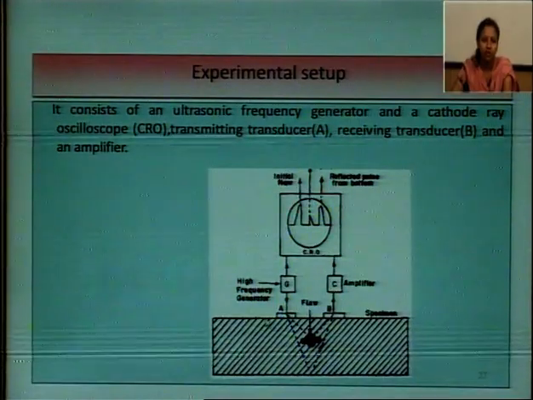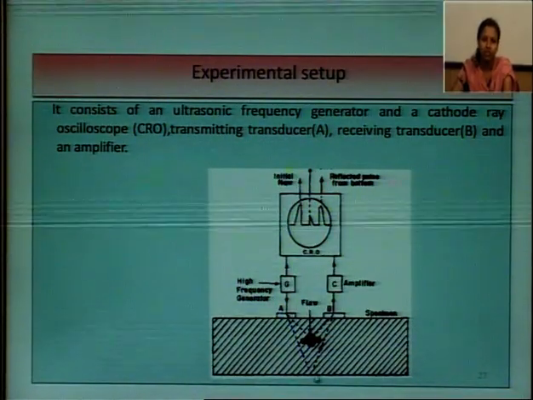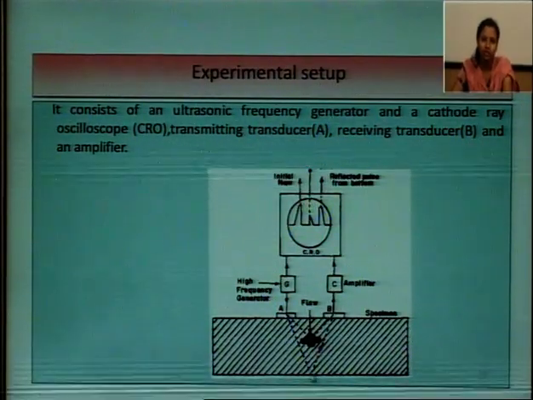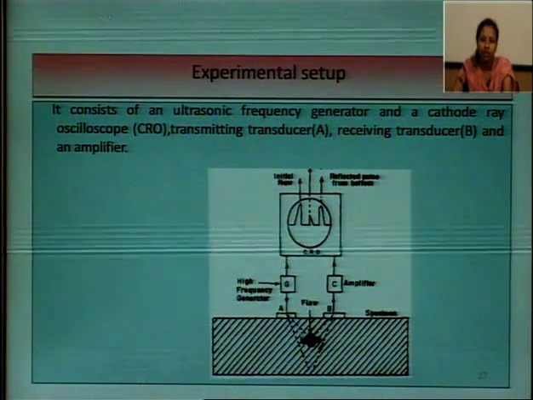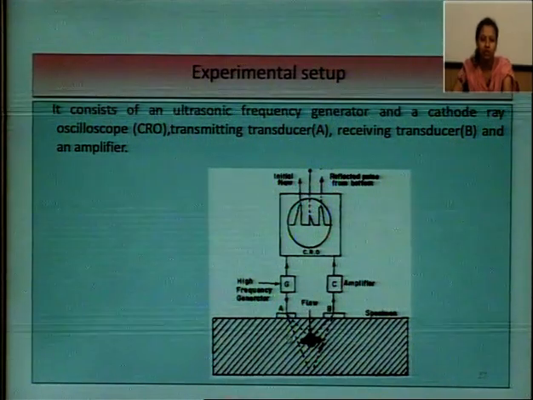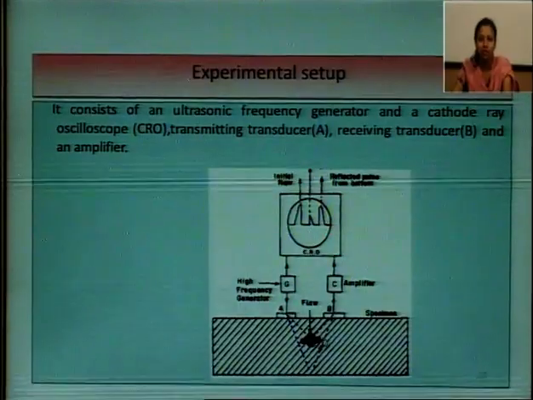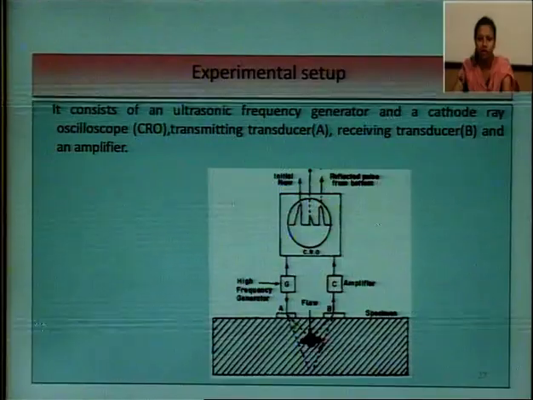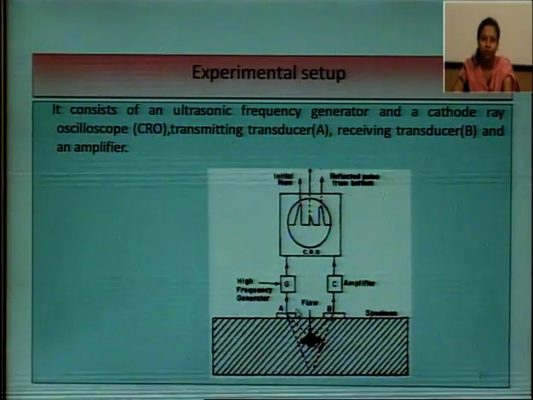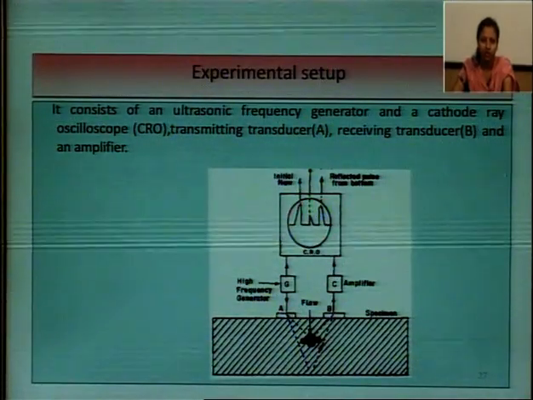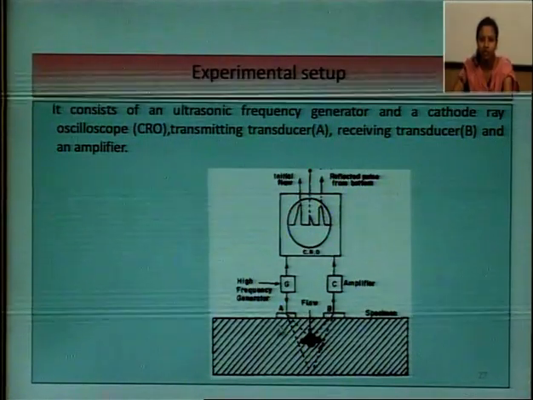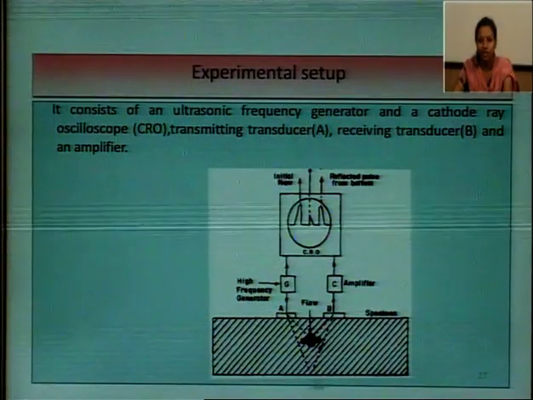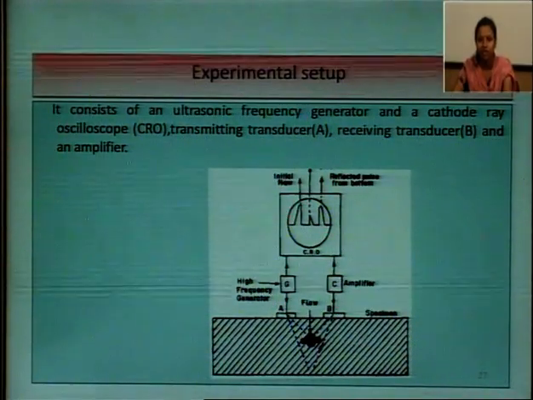If they arrive after taking this much time, then there is no flaw, no defect in the material. But if they arrive earlier than this time, then there is some defect in the metal. So depending upon the time difference between the transmitter and receiver, we can easily find out what the defect in this specimen, in this metal, is.